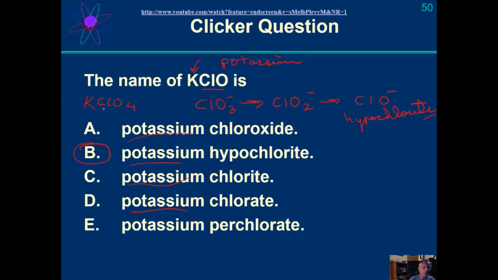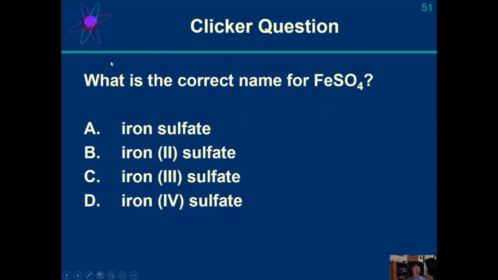Well, it would still be potassium, but it would be perchlorate. So this would have been potassium perchlorate. Okay? The per, because I've got an extra oxygen above the ClO3 chlorate polyatomic anion. Okay? All right. Practice. How about this?